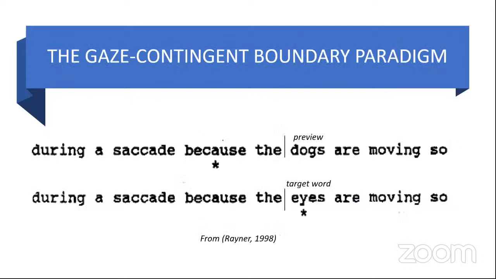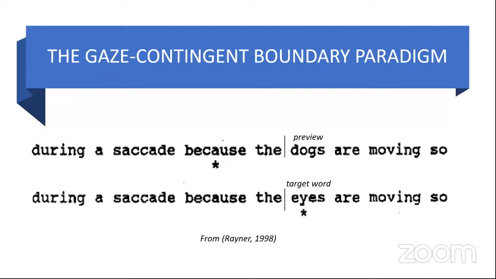Studies that investigate parafoveal processing use the gaze-contingent boundary paradigm. In this paradigm, there is a target word. Here you can see the target word "eyes". The researcher places a boundary, invisible to participants, before this target word, so that when the reader's eyes are to the left of this boundary, the reader sees another word, called a preview, instead of the target word. So here the reader sees the preview "dogs" in the parafoveal region when the reader's eyes are to the left of the boundary, which is after the word "there".